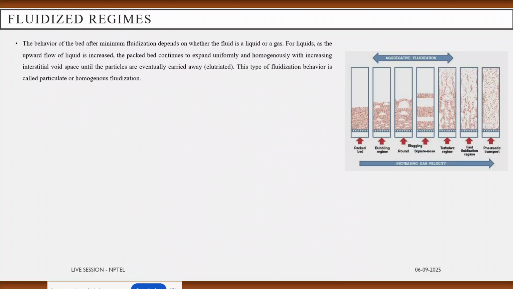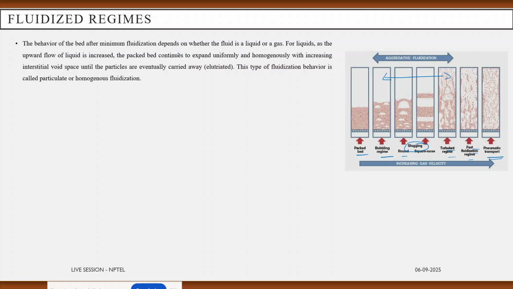Here, more accurately, you can see in this picture that the packed bed becomes the bubbling regime, and then it goes to the slugging regime, and then the turbulent and fast fluidization regime, and then pneumatic transport. This is aggregative fluidization happening in these four regimes, which is non-homogeneous, and it happens with increase in the gas velocity.